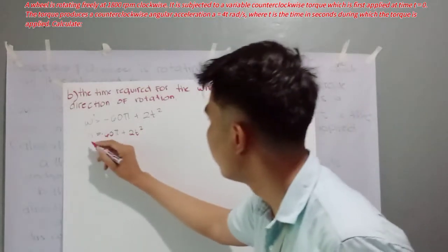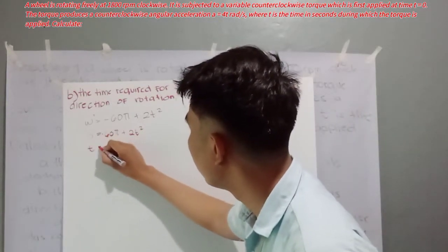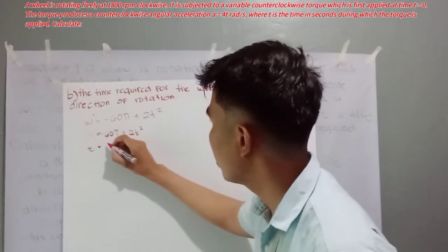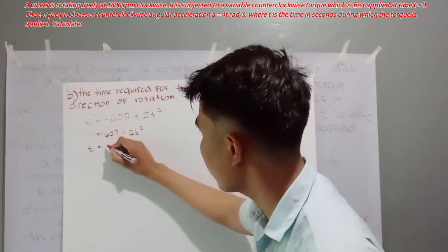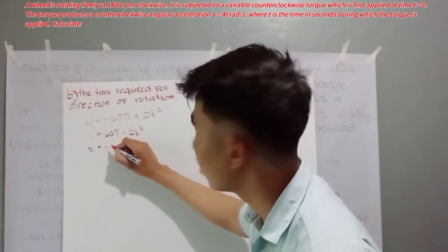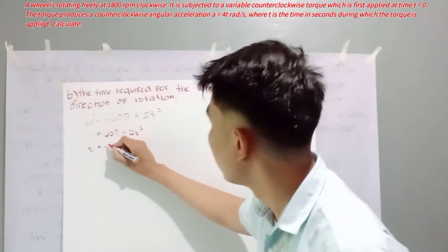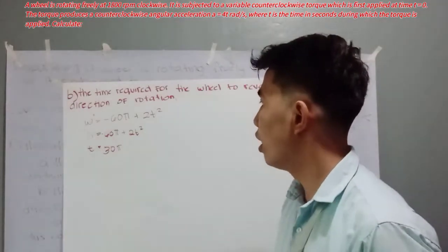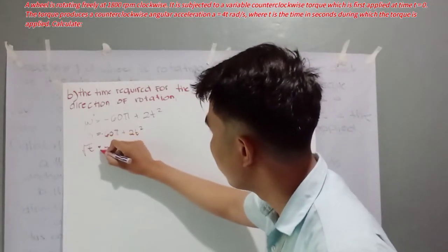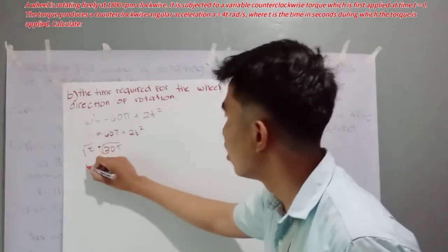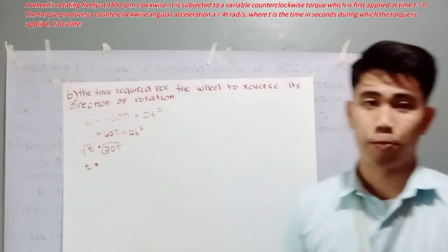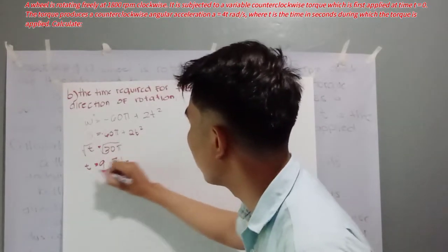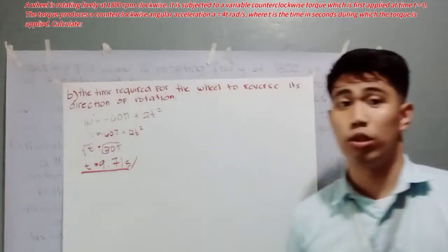To get the time, we solve: 2t squared equals 60 pi. Then we take the square root of both sides, and t will be 9.71 seconds. So that is our answer for letter B.